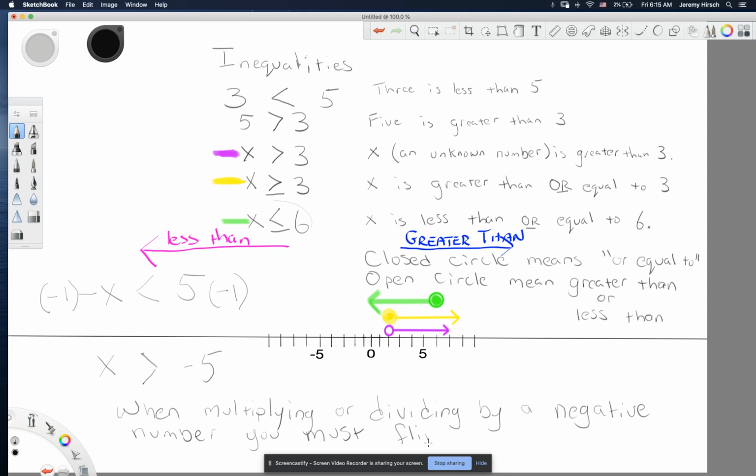And that's all I have for you. Have a fabulous weekend. We will be doing two-step inequalities with multiplying and dividing by negative numbers next week.